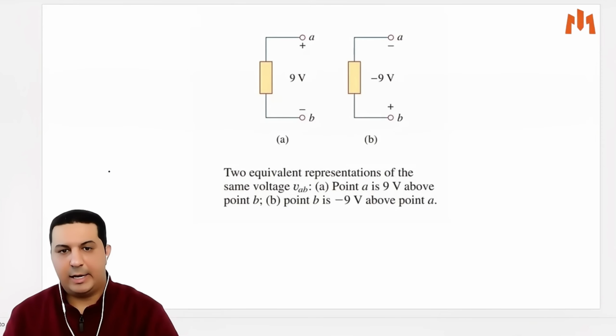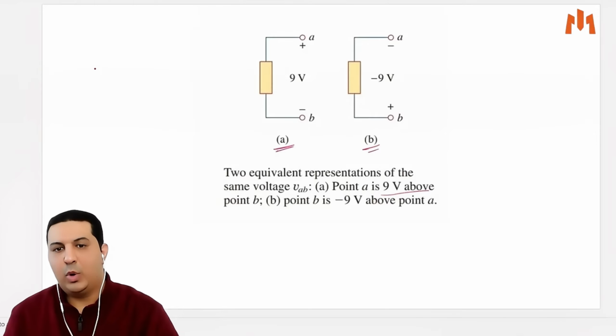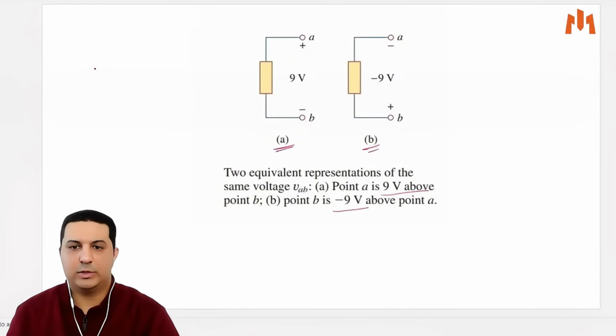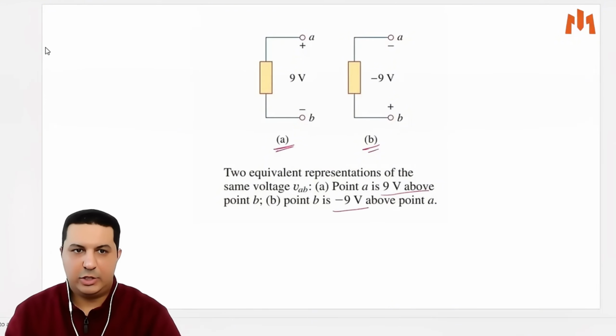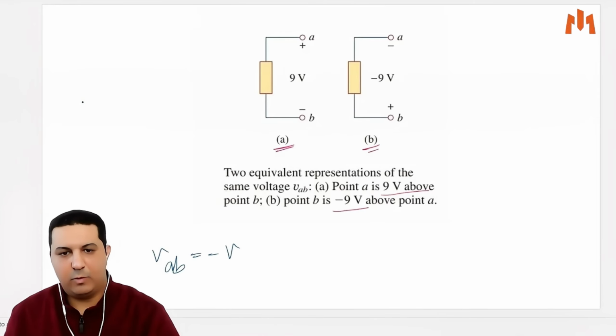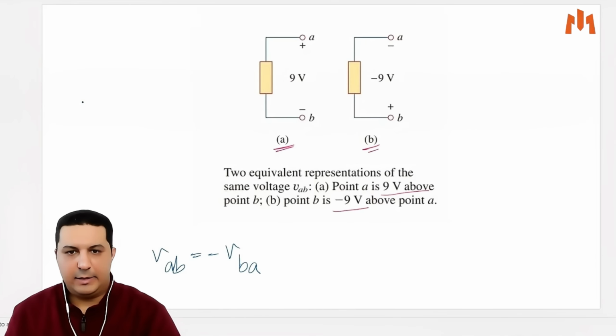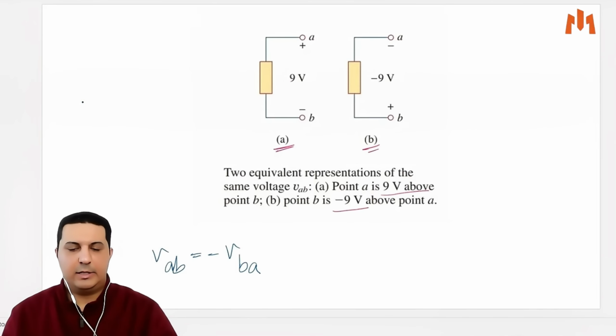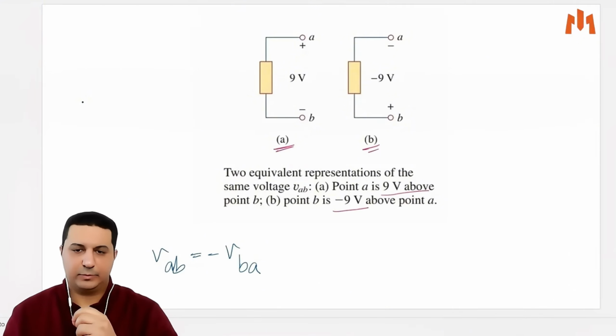I'm talking about picture A. As you see in picture A, point A is 9 volts above point B. And in picture B, point B is minus 9 volts above point A. So it shows this: the voltage A and B, or VAB, equals minus VBA. So you must remember this equation. This is the whole description and explanation of voltage.